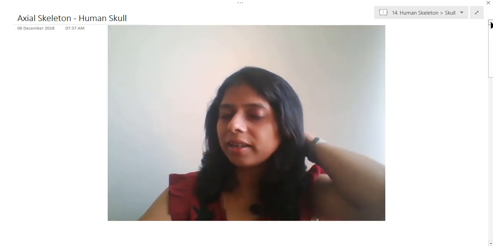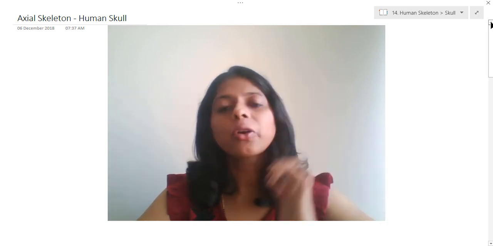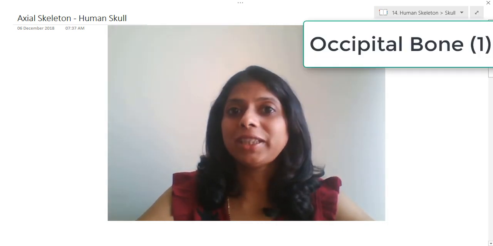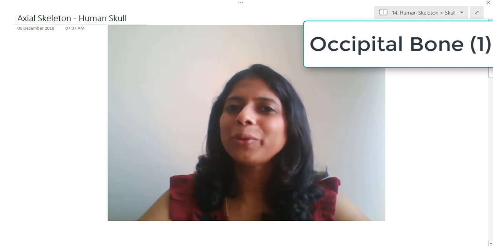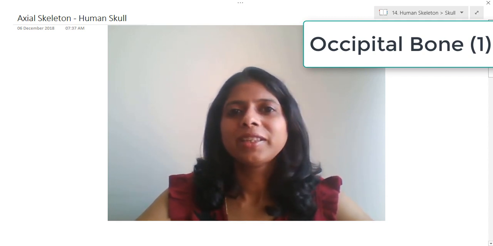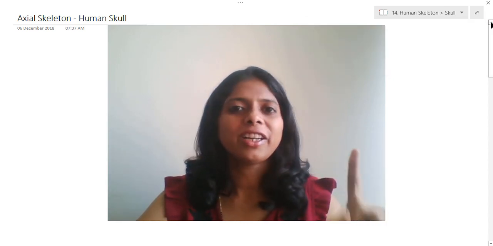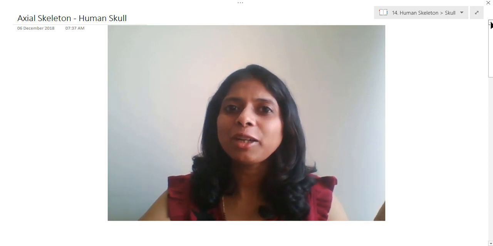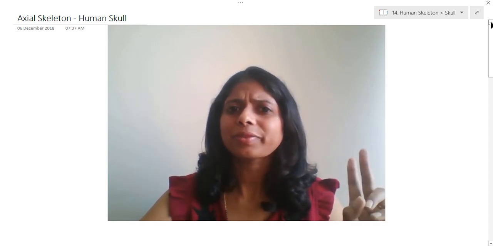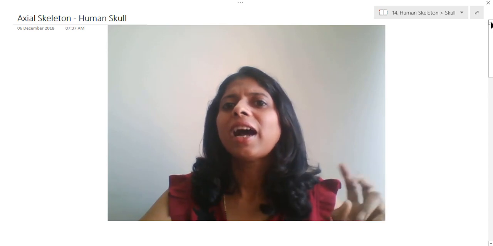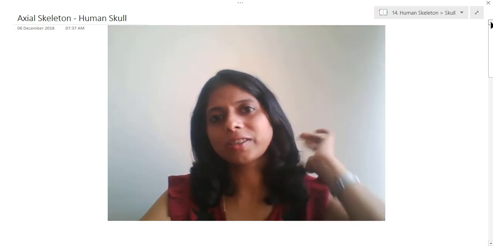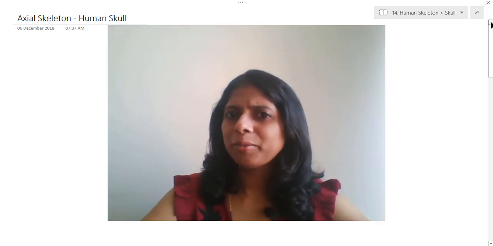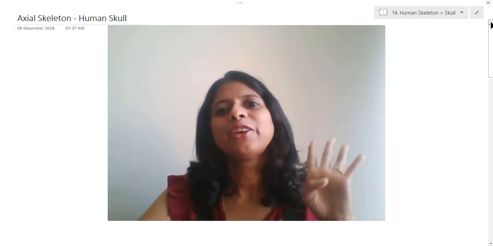Then on the back side again we are having a very big bone called the occipital bone. See, frontal bone, single frontal bone. After that we are having 2 parietal bones. After that we are having the big occipital bone. How many bones now? Total 4 bones.